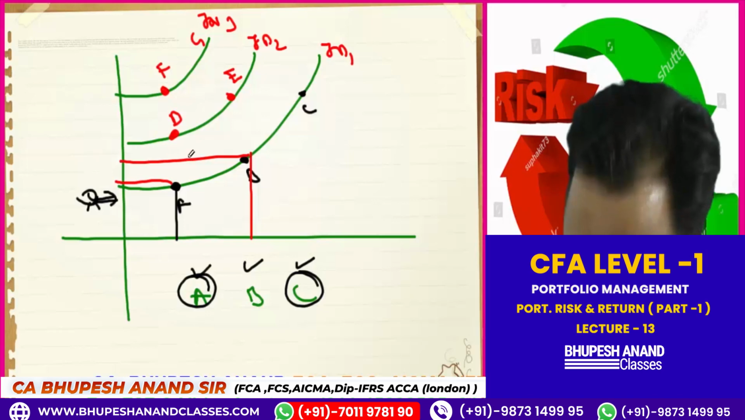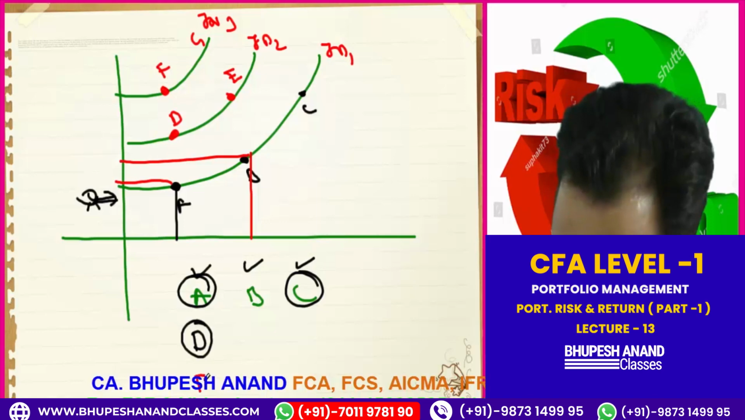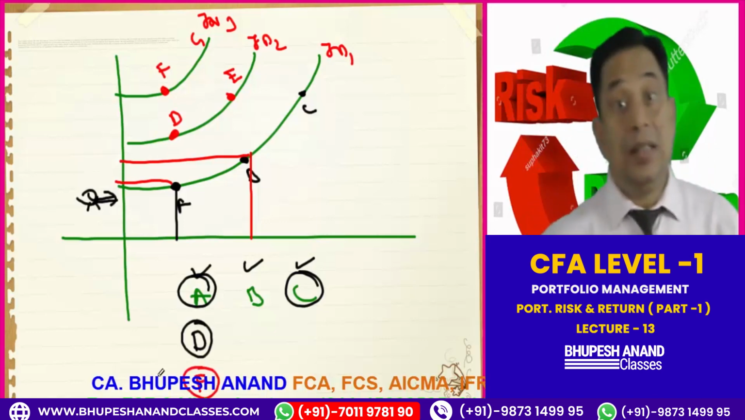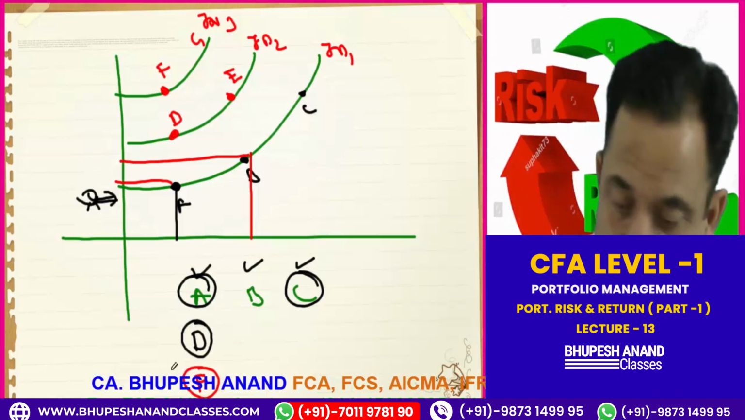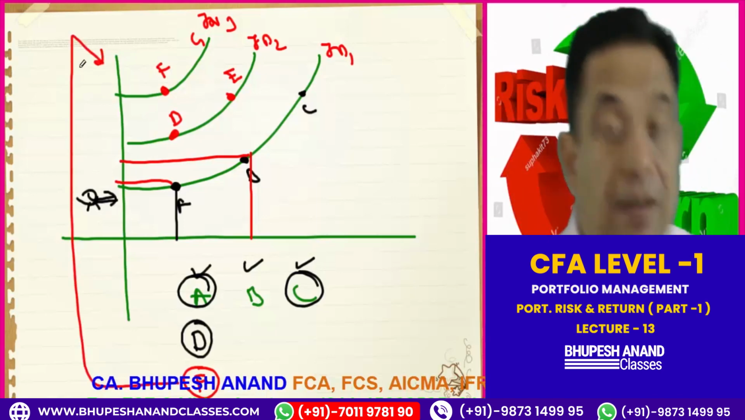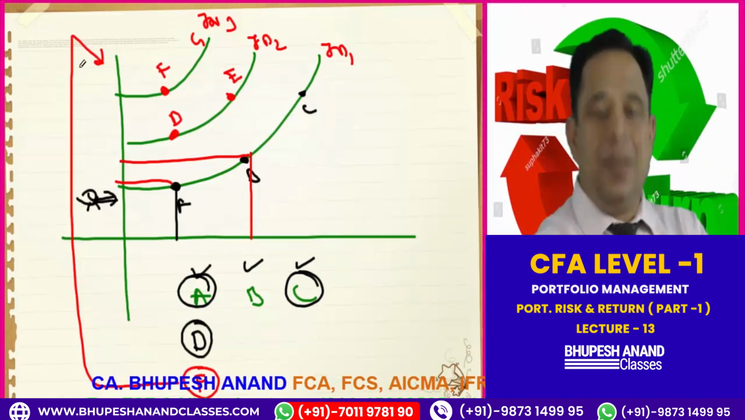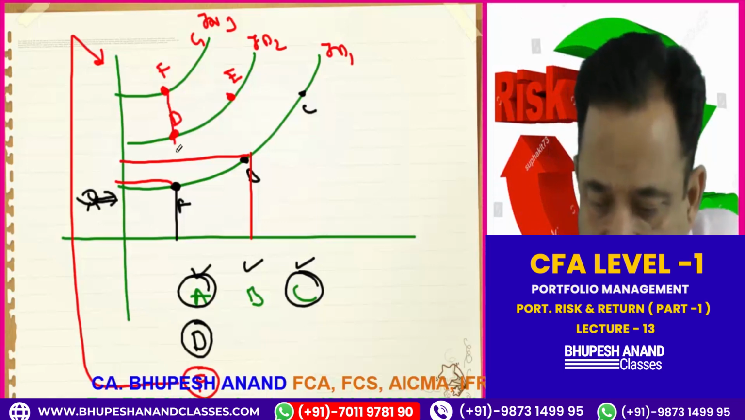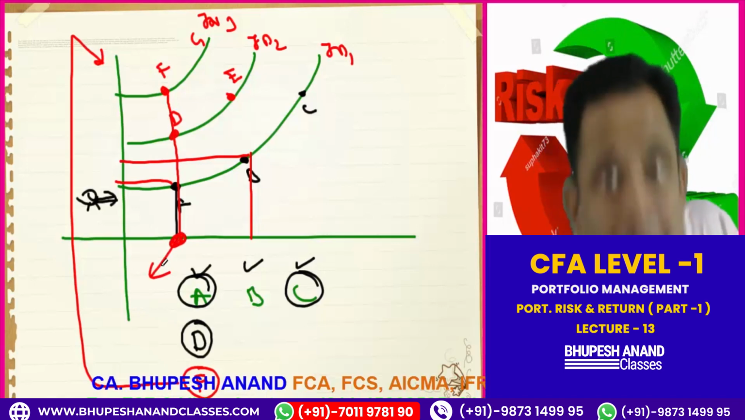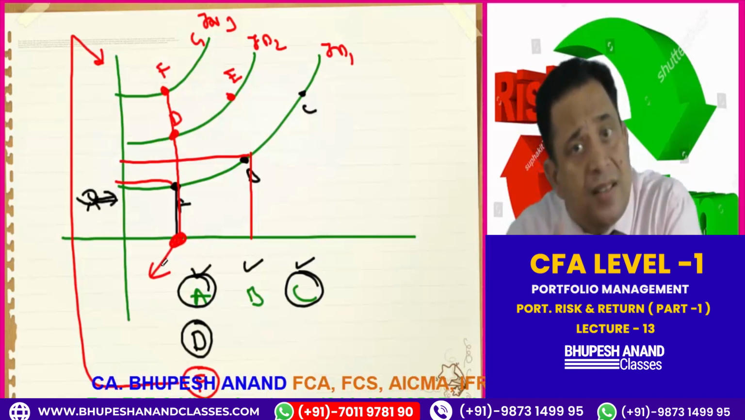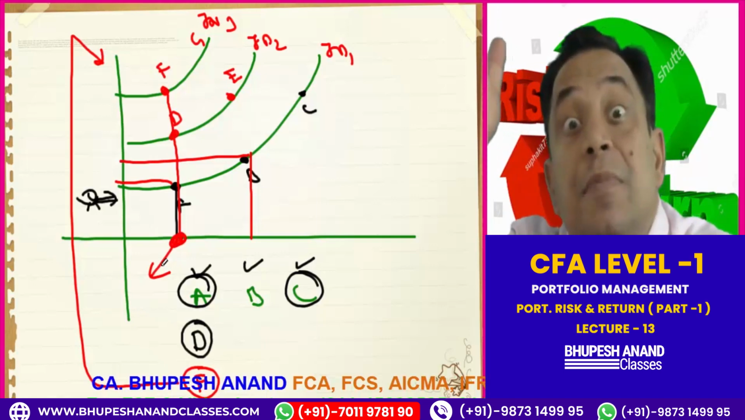Now, in case I tell you to select between A, D, and F, which portfolio will be selected by that investor? I will say in that case F will be selected. That is a portfolio with a higher indifference curve, because the assumption is that at this level, risk is same. If risk is same, he will go for that portfolio which gives him maximum return.